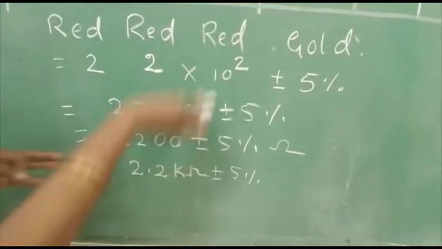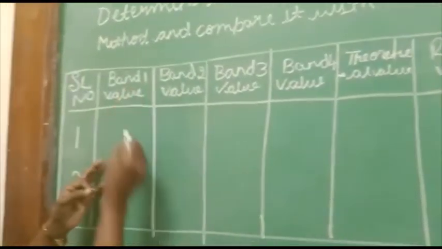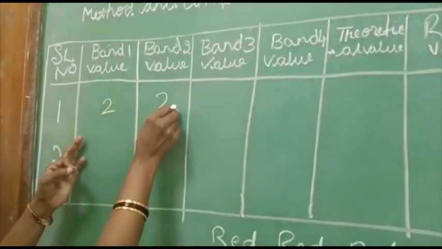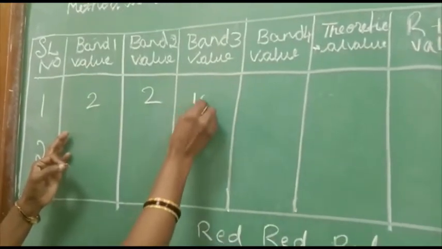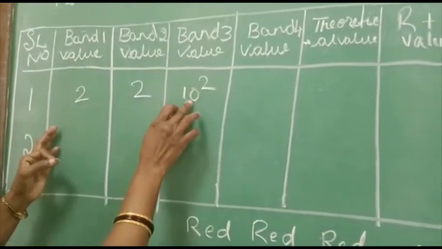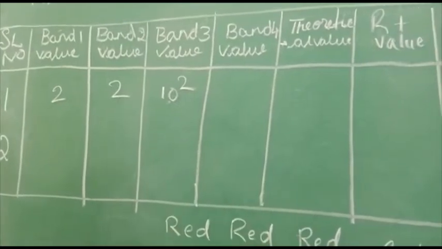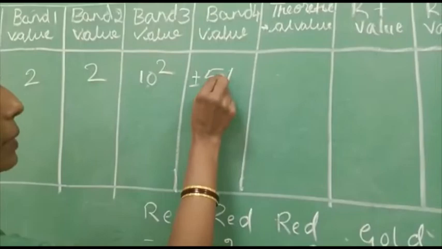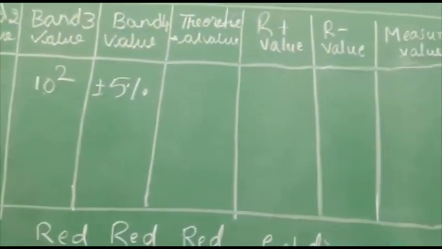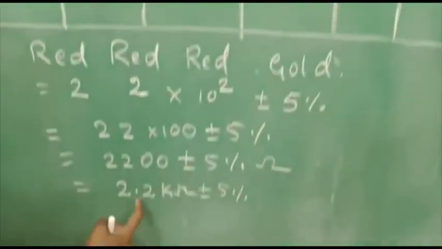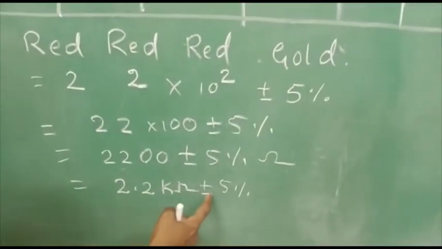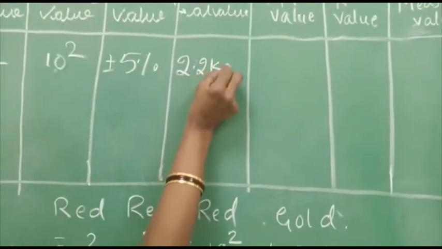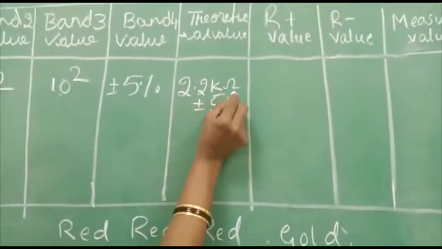Now we will write this value in the tabular column. The first band value is 2, second band value is 2, third band value is 10 to the power 2, this is the multiplier value, and the fourth band value is gold, so it is plus or minus 5%. Now we will find the theoretical value. I have already found out here, it is 2.2 kilo ohm plus or minus 5%.